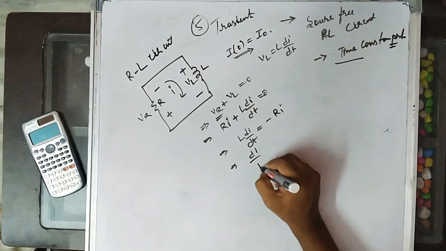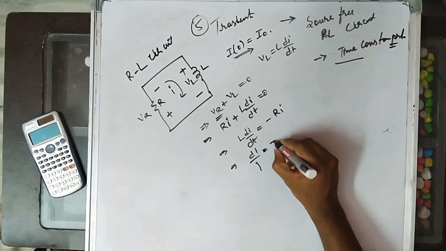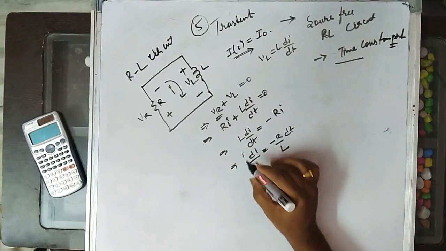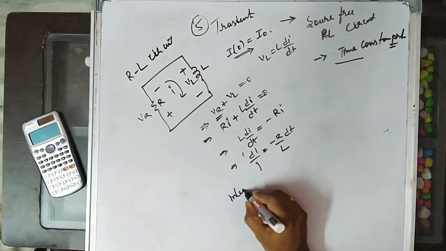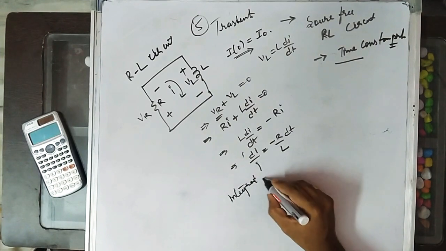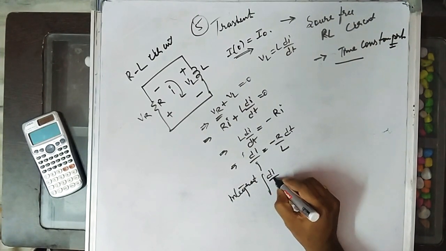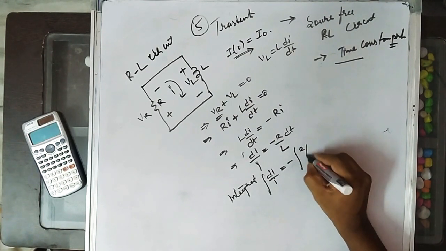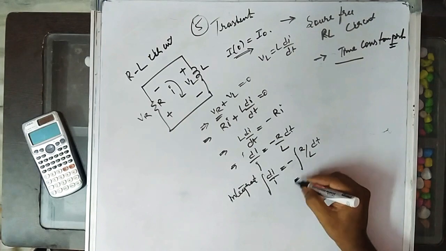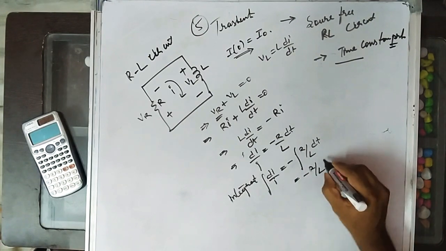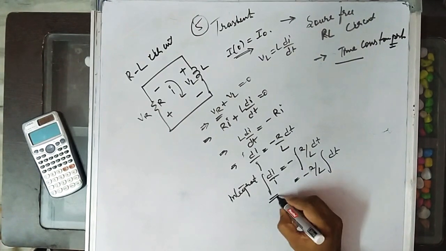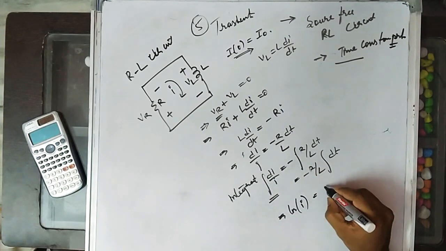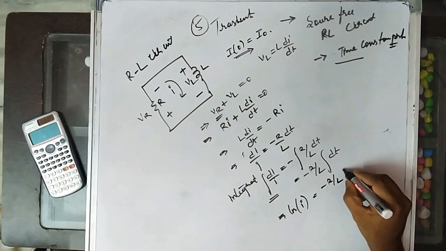So we need I: di by I equal to minus R by L into dt. Integrate both sides. We will have the integral of di by I equal to minus the integral of R by L dt. Remove the constant outside: R by L times the integral of dt. The integral of 1 by x gives ln of I, and the integral of dt is t.